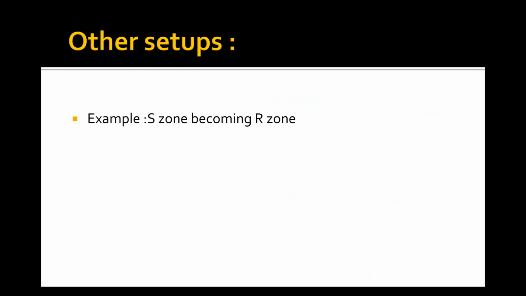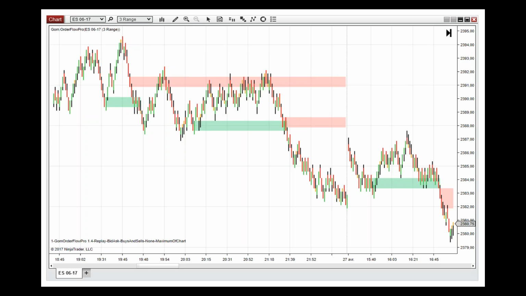Another setup I would like to show, that arrives quite often and usually provides some kind of big momentum, is when supporting zones become resistance zones and the other way round, so our resistance zones become support zones. An example here: we have a resistance zone created here, and when price comes back into the zone and goes through it, it builds a support zone here. No, this is support, sorry.